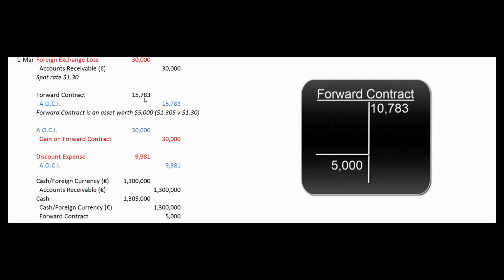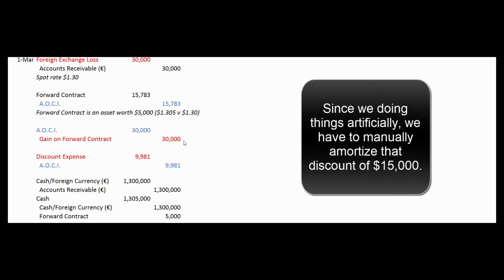March 1st comes along, the euro has gotten weaker, so we've got that $30,000 loss that we've talked about before. That forward contract is now an asset, so we have to increase it with a $15,783 debit. We don't book a gain. Instead, we put everything in the garage, so we credit accumulated other comprehensive income. How much do we need to pull out of the garage? $30,000. So we take $30,000 out of the AOCI garage and book $30,000 worth of gain.